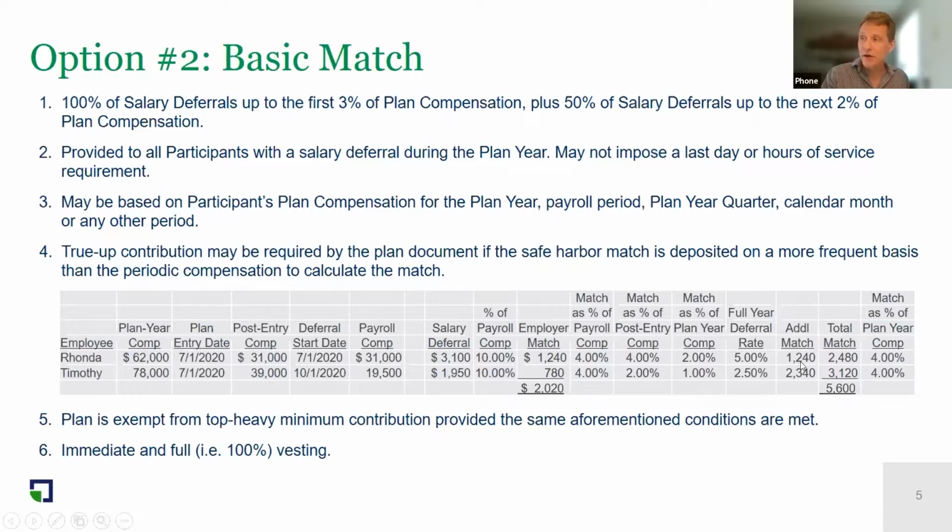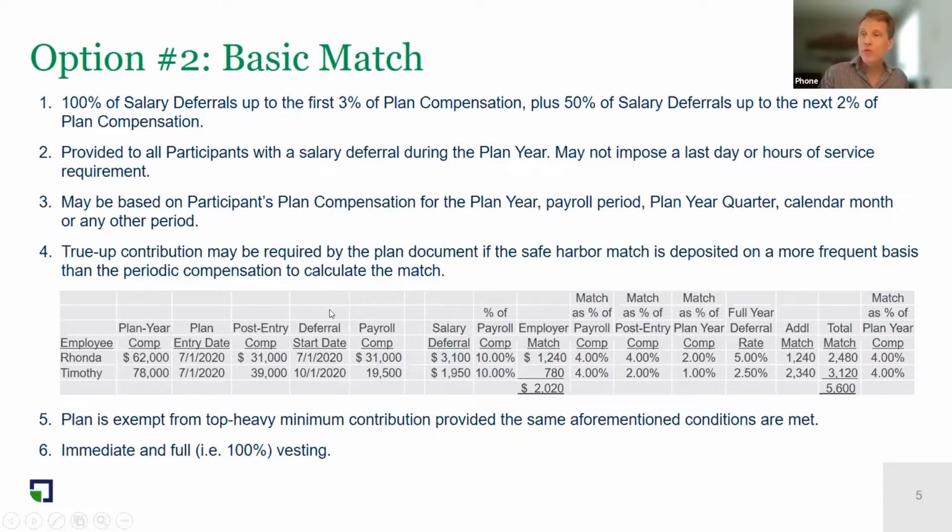So under this scenario, this person would need an additional match of $1,240. This person would need an additional match of $2,340. And that gets them the 4% of their plan year compensation.